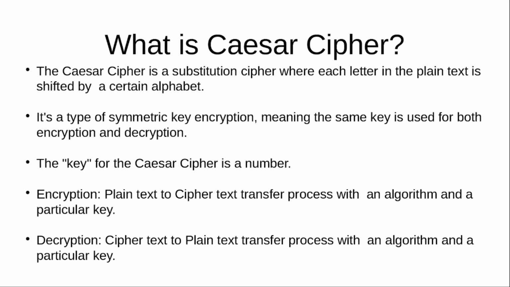Now, what is encryption? It is the process of transferring plain text to cipher text with an algorithm and a particular key. And the decryption process is exactly the opposite of the encryption.